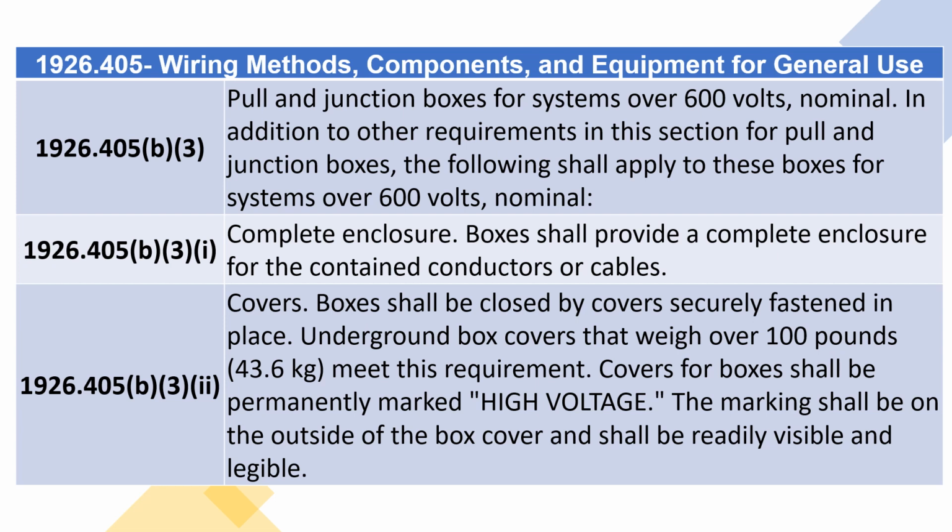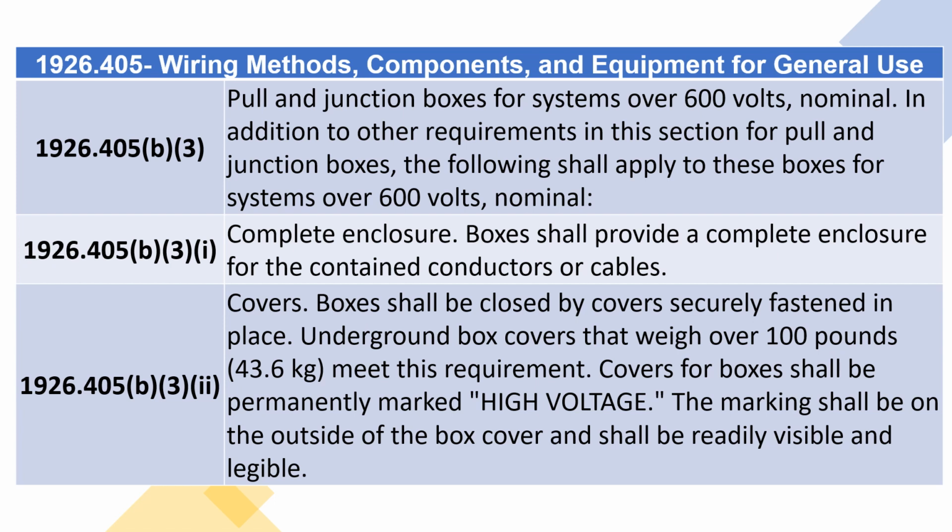1926.405(b)(3). Pull-in junction boxes for systems over 600 volts, nominal. In addition to other requirements in this section for pull-in junction boxes, the following shall apply to these boxes for systems over 600 volts, nominal. 1926.405(b)(3)(i). Complete enclosure. Boxes shall provide a complete enclosure for the contained conductors or cables.